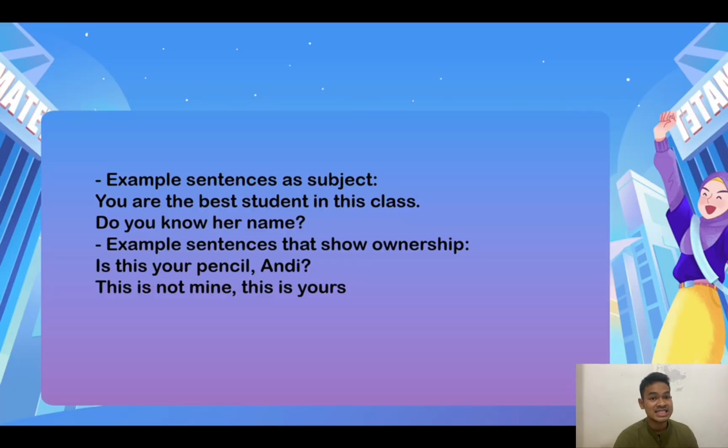Example sentence as subject. You are the best student in this class. Do you know her name? Or example sentence that shows ownership. Is this your pencil, Andy? This is not mine. This is yours.